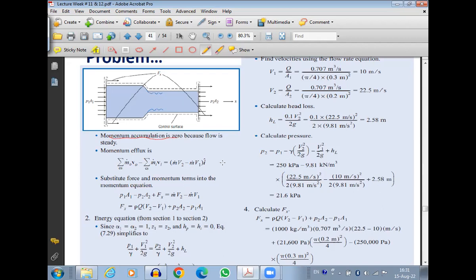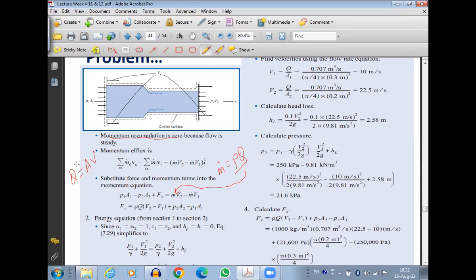Here we have m dot, and we know m dot is rho Q, so we can substitute m dot as rho Q. So we have Fx equals rho Q (v2 minus v1) plus P2A2 minus P1A1. This is what we have now. Q is provided in the problem. The formula is Q equals AV, so A1V1 or A2V2.